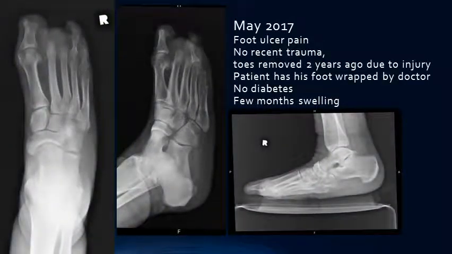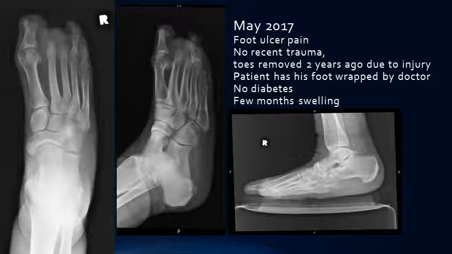In May 2017, the patient came back, and his chief complaint was foot ulcer pain. This time, I was able to find the text notes. In the notes it was said that the patient had had surgery on his toes removed 2 years ago due to an injury. This is referring to 2015. It was also noted that the patient had pain and he had an ulcer that was not healed. This ulcer was located at the bottom of the foot for a few months, and at the time the patient's foot was wrapped by the doctors because of the swelling.